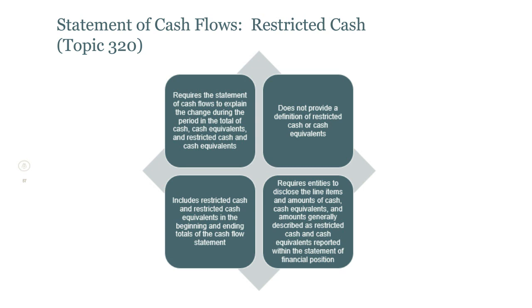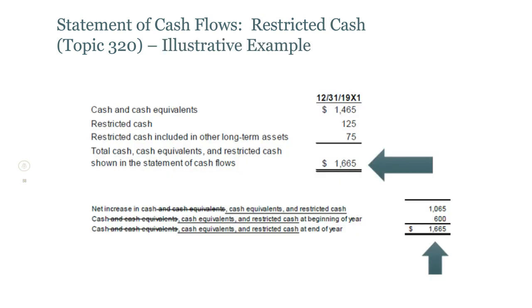And so here's just a quick example of that. You've got cash and cash equivalents, restricted cash, cash restricted for other long-term assets, and a total there that will reconcile back to the ending cash on your statement of cash flows. So may not make a difference to you if you don't have this, but just to be aware of it, it does need to be included.